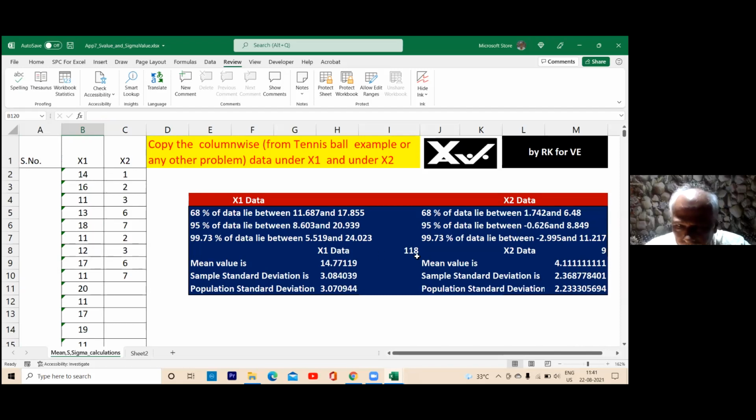118 data I have given. You have given 118 data. For this, mean value is the average thing. For X2, I will give again. I will check the values here, because it is easy to check smaller values.